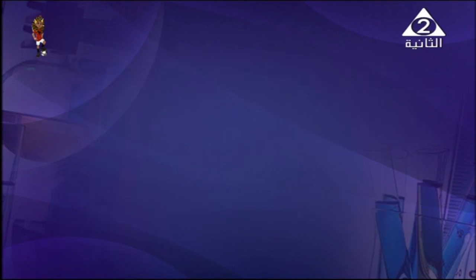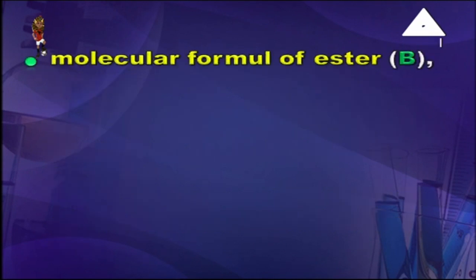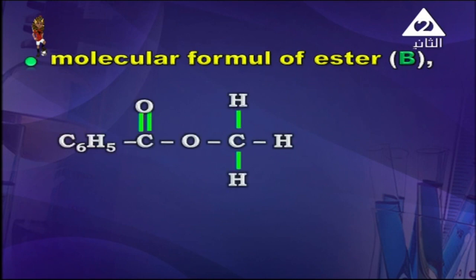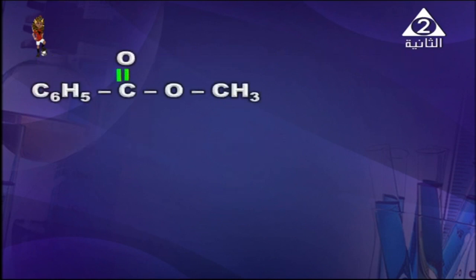It's very easy. The molecular formula of ester B can be this: C double bond O connected to the benzene ring, C6H5, and O connected to CH3. This is the other ester with the same molecular formula. Concentrate on this question. This is the ester that I presented.